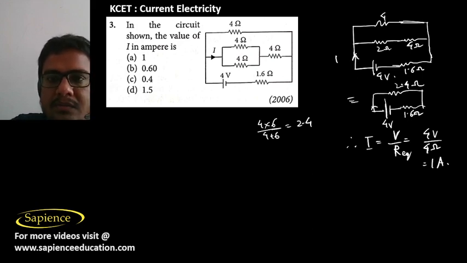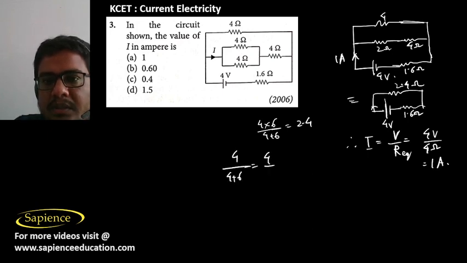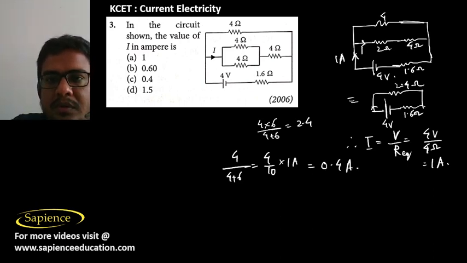1 ampere current is flowing from here to the cell. This is 6 ohm. So how much current will flow through this? That is 4 by 4 plus 6, that is 4 by 10 into 1 ampere, that is 0.4 ampere. Let's say this is I1. So I equal to 0.4 ampere. Option C is the correct answer.